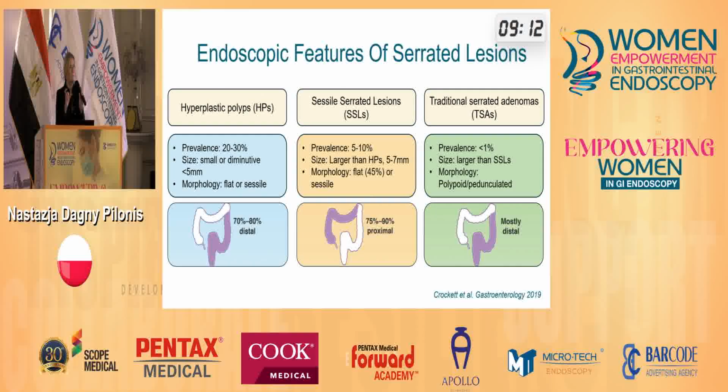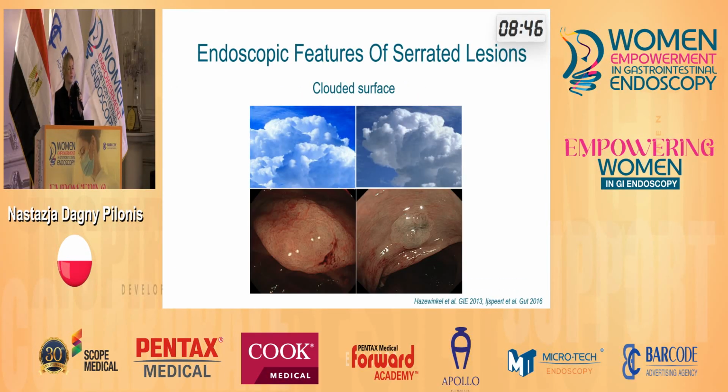There is also some mixed type called traditional serrated adenoma. It's a mix of serrated and adenomatous lesion. This is very low in prevalence, less than 1%, so we don't have to focus on them that much. I think our attention should be really focused on this group in the middle, as this is the highest prevalence and some cancerous potential. Okay, so what are endoscopic features of serrated lesions?